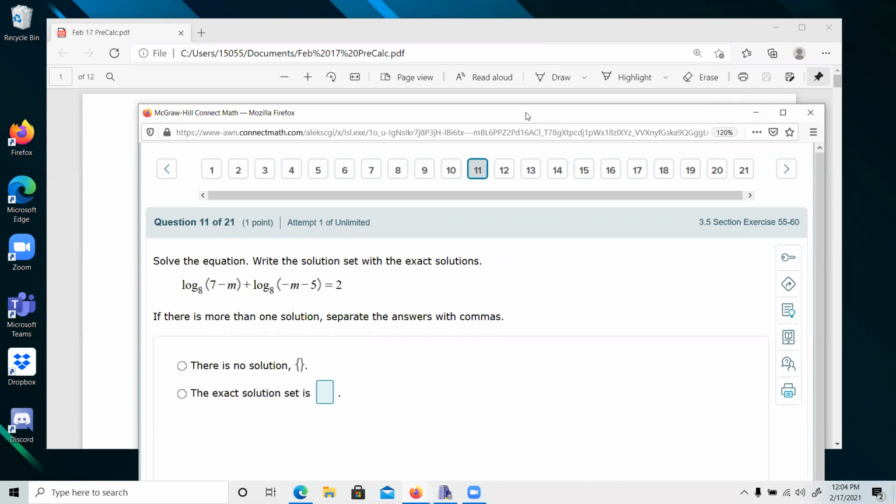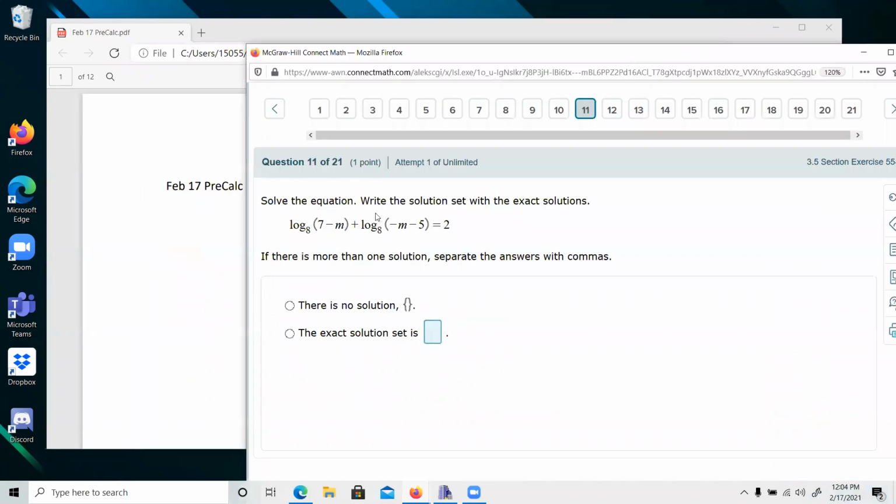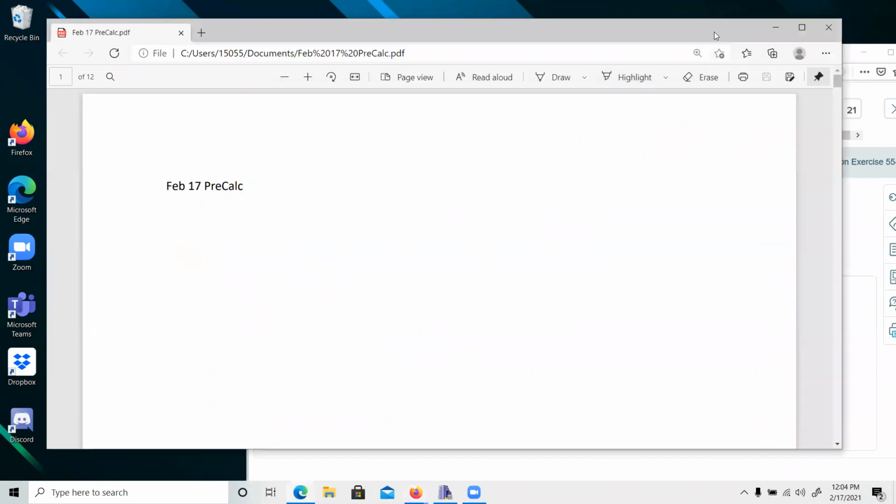So I think we shall start with an equation like this and see if we can solve something that looks like this thing. Okay, log base 8, log base 8. So these are both the same.